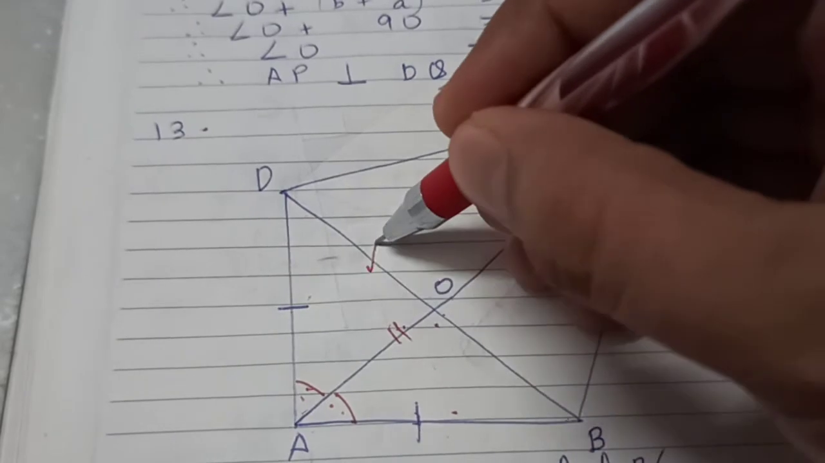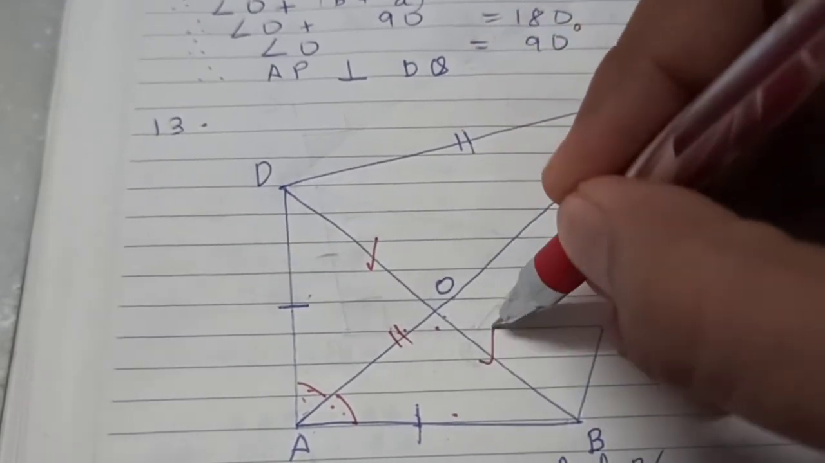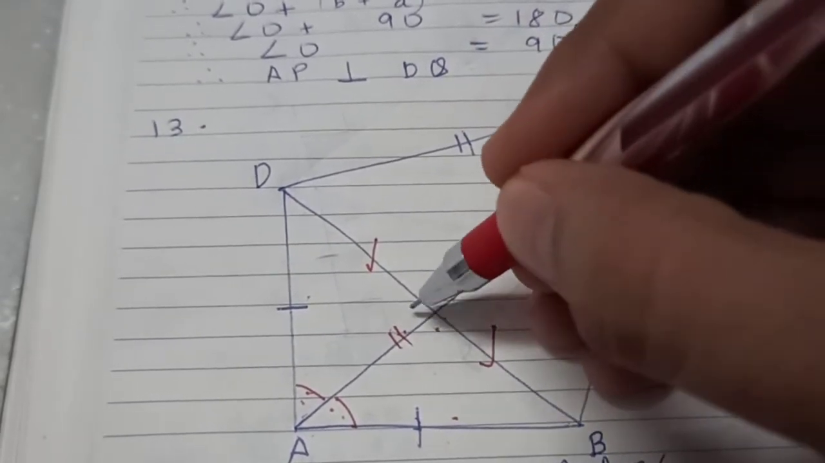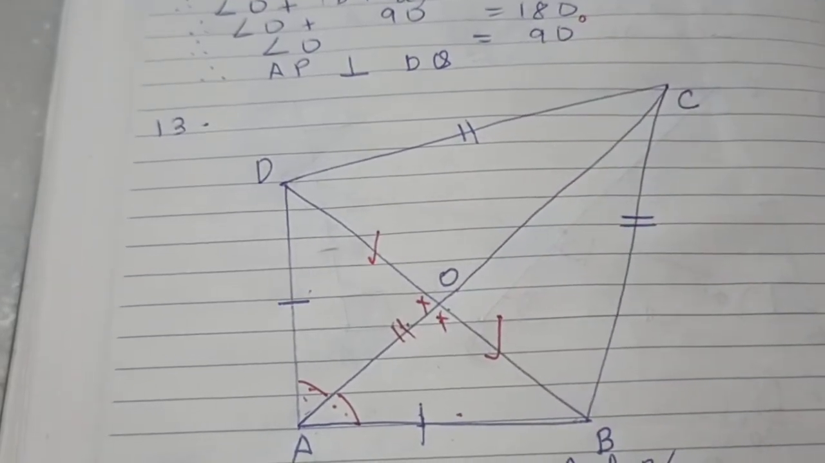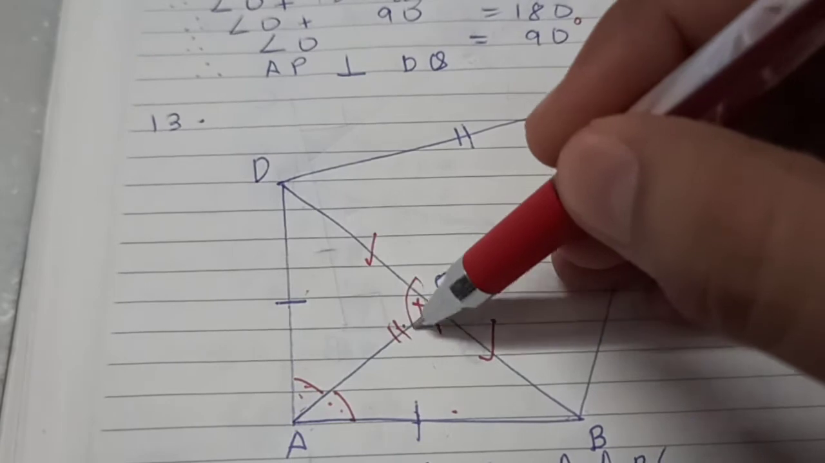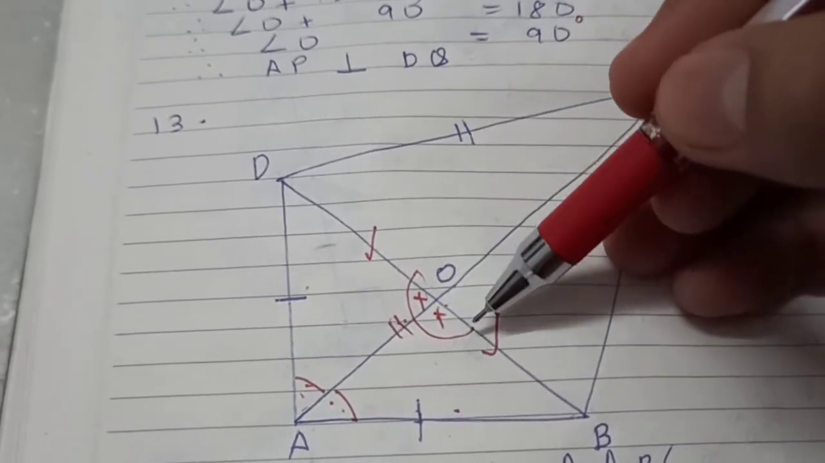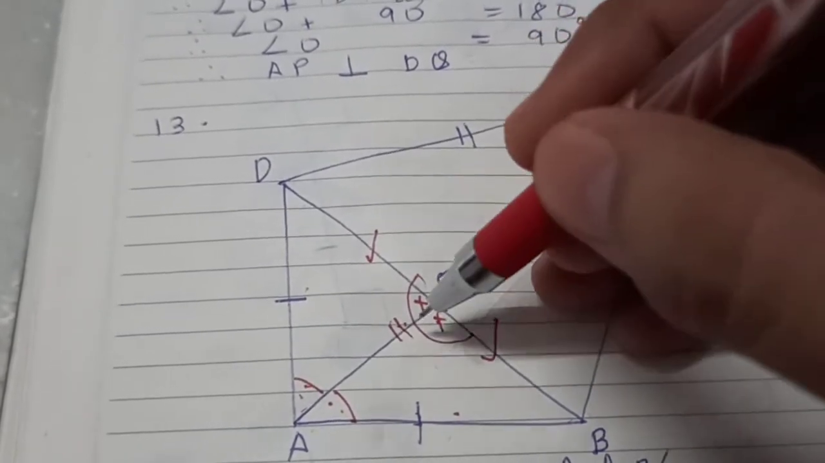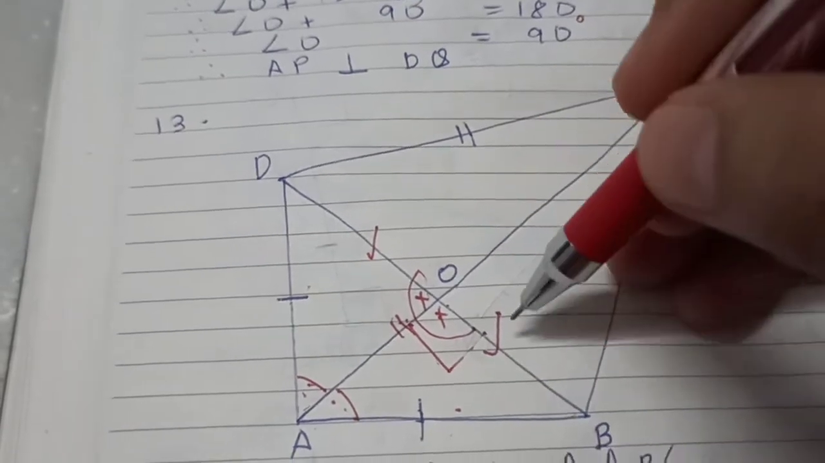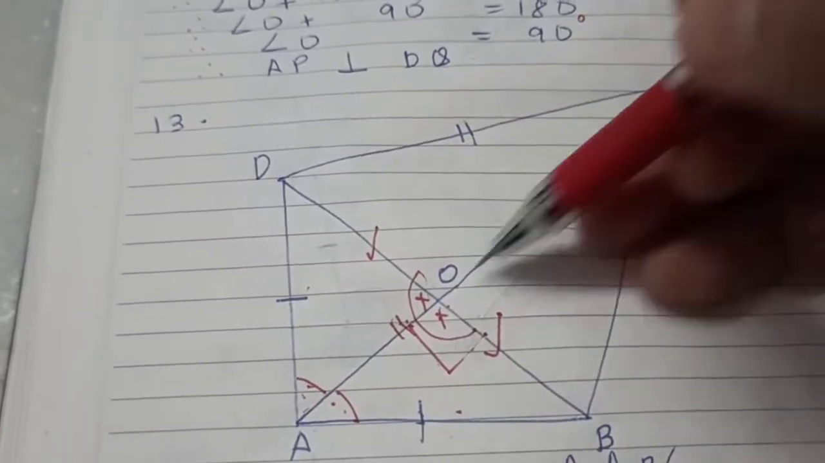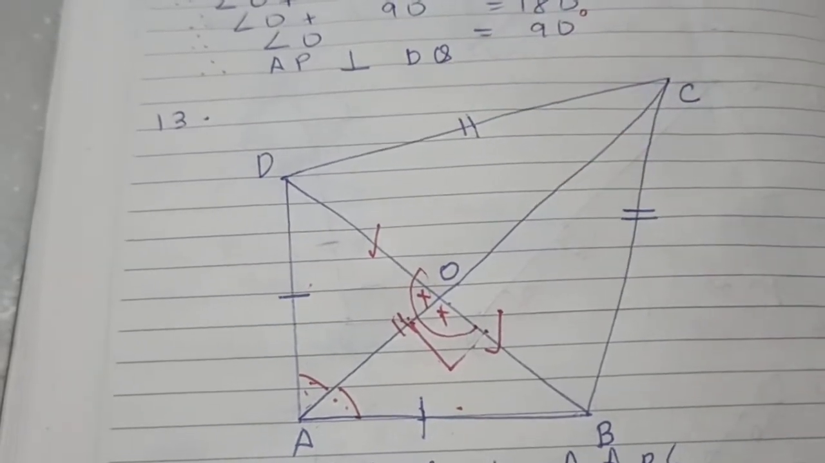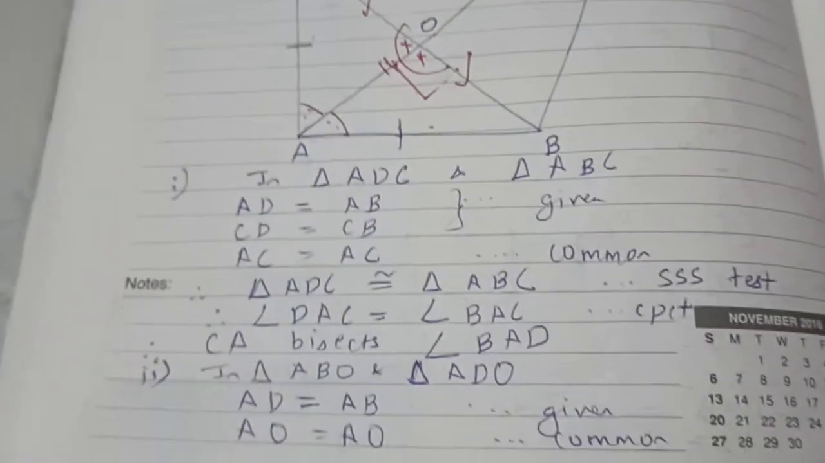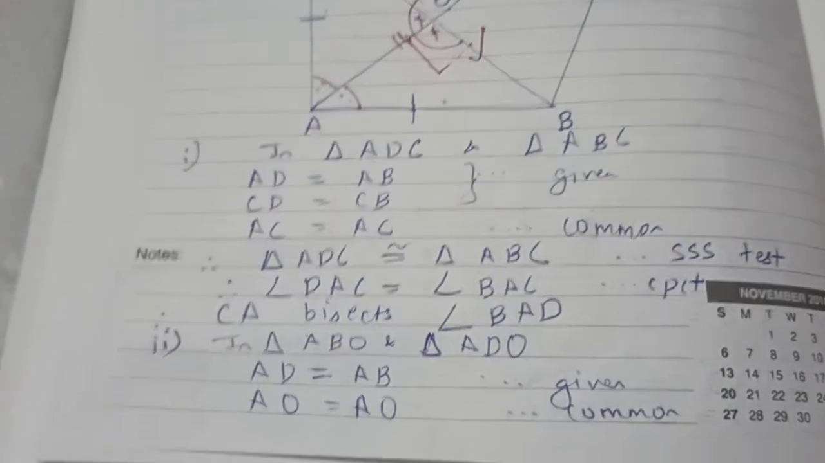That means this DO is equal to BO, and also it means that this angle is equal to this angle by CPCT. But it's a linear pair, so totally it's 180. That means 2x is 180, means x is 90. That means this is 90 degrees. Hence we have proved that CA is a perpendicular bisector of DB. These are the steps. And here.